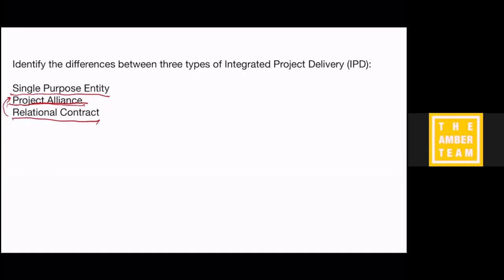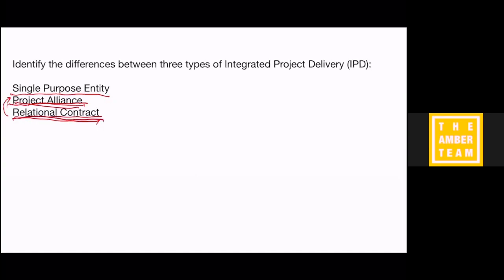And in the relational contract, unlike the Project Alliance, the owner and the contractor and the architect haven't agreed not to sue one another. So we're still kind of covering our butts. We're still submitting long RFIs because we need to be clear, because we're not totally on the same team. So you might ask, okay, well, then why is a relational contract even IPD at all?